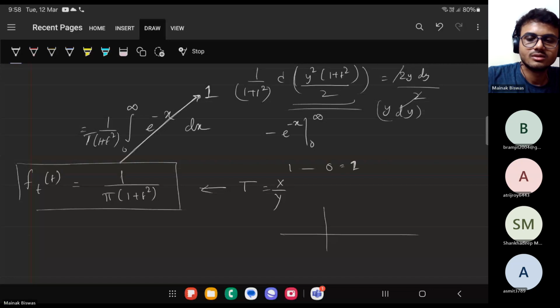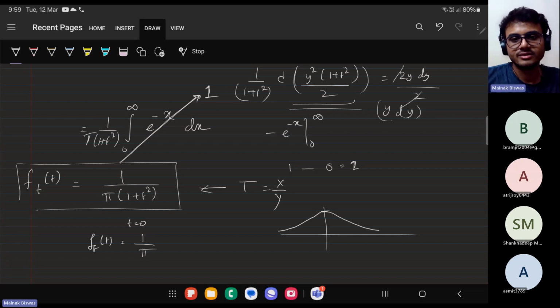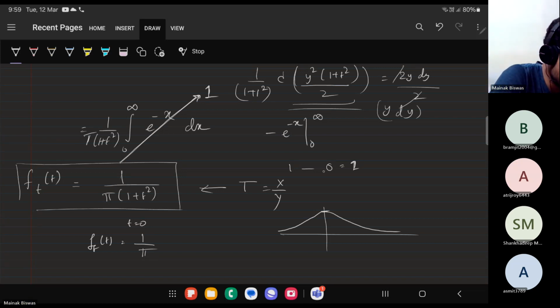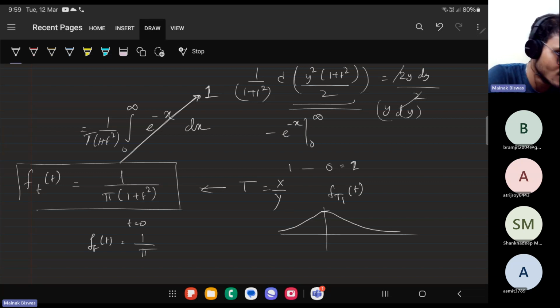At t equal to 0, f of t is equal to 1 by pi, yes or no? 1 by pi. At infinity it goes to 0. So it still looks like a Gaussian, right? So the first student t distribution looks like this, right? I have given you the second, the chi-square. So just do it in your homework. It will become clearer also. So this is how the PDF looks like. Any doubt?